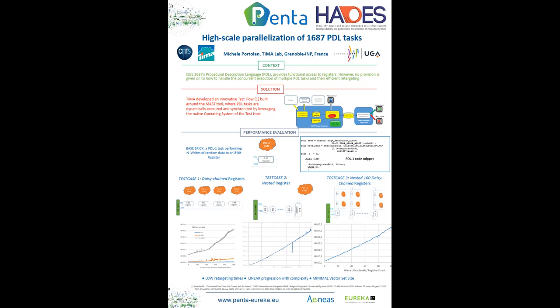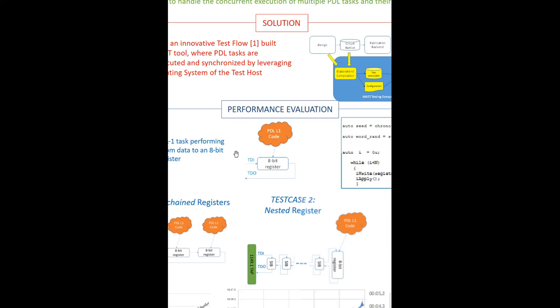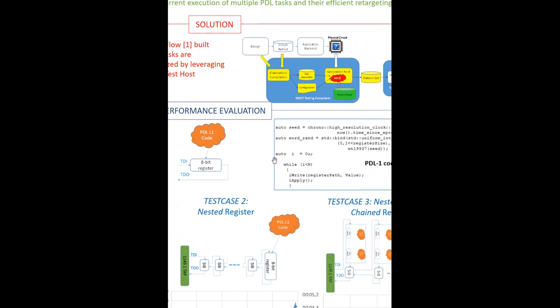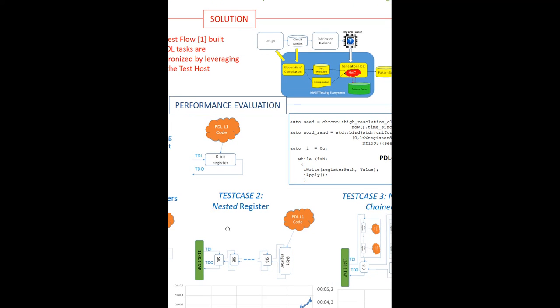To explore this situation, we set up a series of use cases exploiting our MAST tool. The idea is to take just a simple PDL code that makes a series of random value writes to a register, and then to retarget it through a series of different configurations and see how much time it takes.